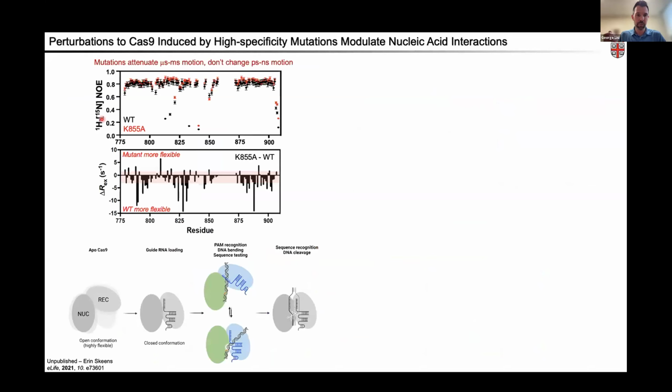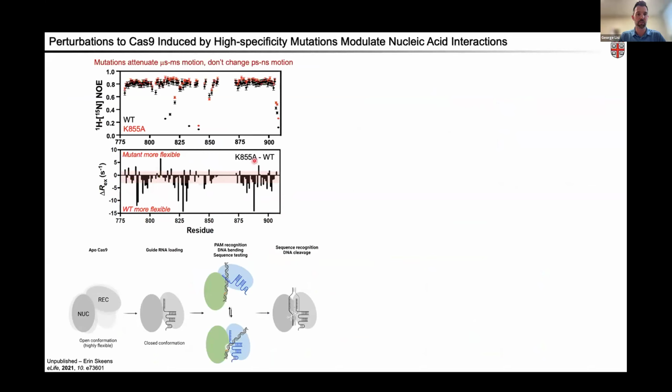What's really interesting about that is that the motional change that drives this is on very slow timescales measured by NMR. So this is like a micro to millisecond timescale. Milliseconds are pretty biologically slow in some cases. And we can see that in this case, wild type protein is very flexible.